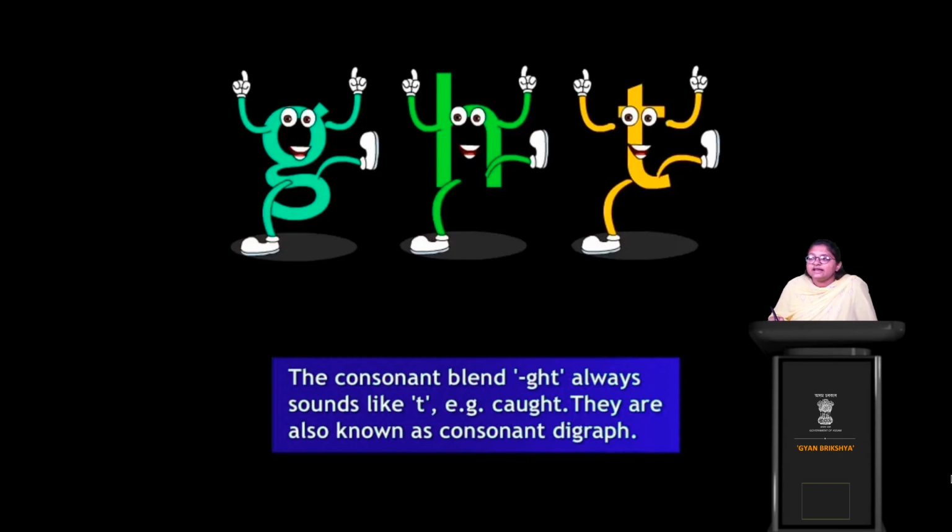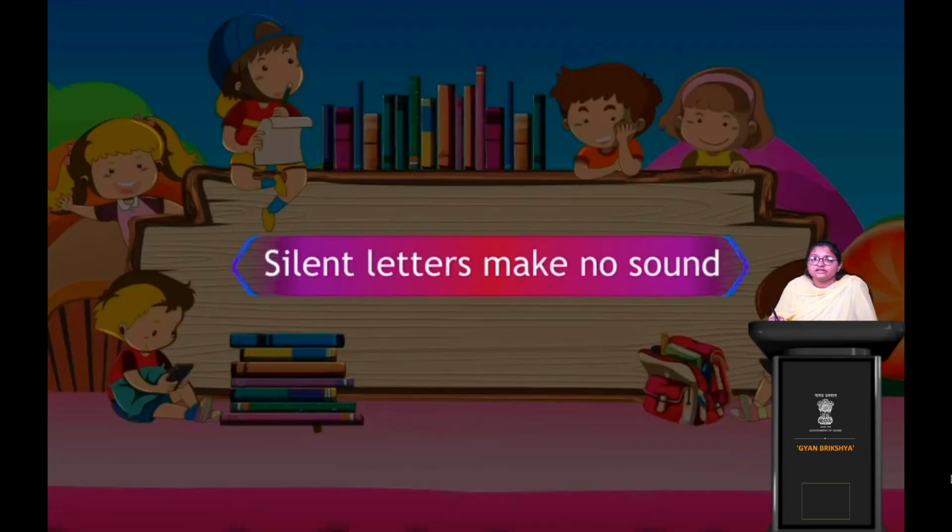Now, silent letters make no sound. Often we find that there are some letters in words which do not make a sound. Those are called silent letters. This is just like the word often. The spelling is often, but we don't say the T. We say often. Okay, the T is silent, right? Now let's look at GH.